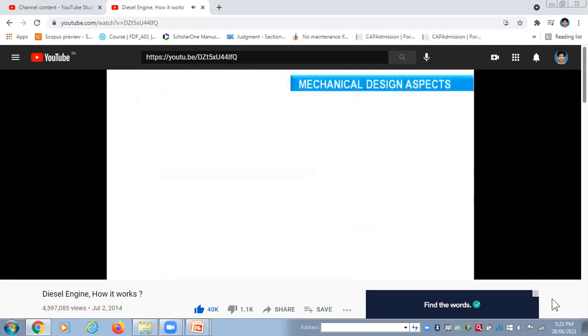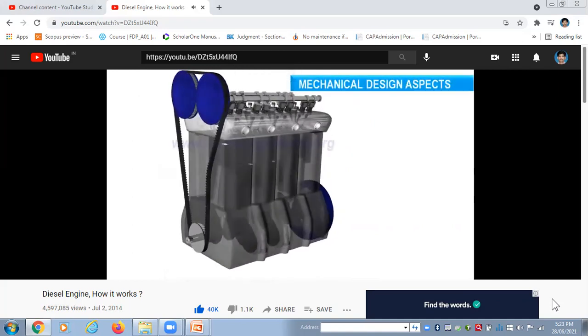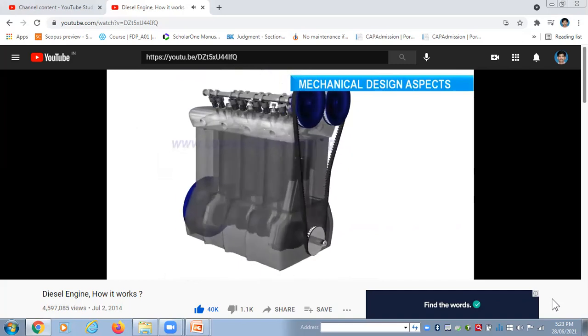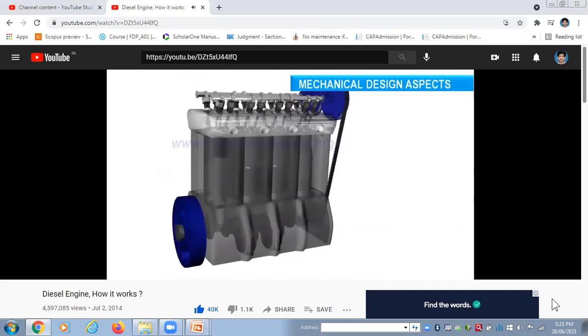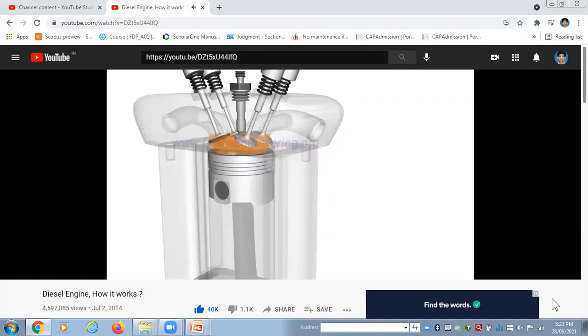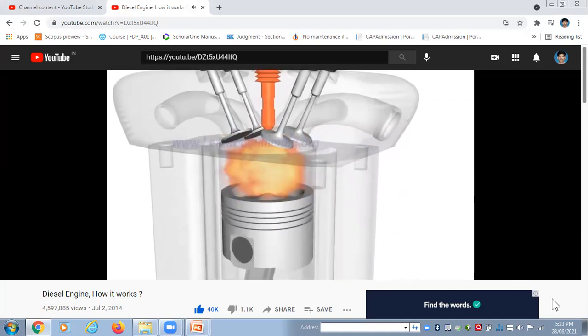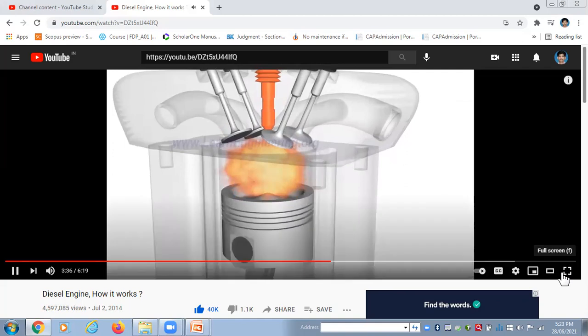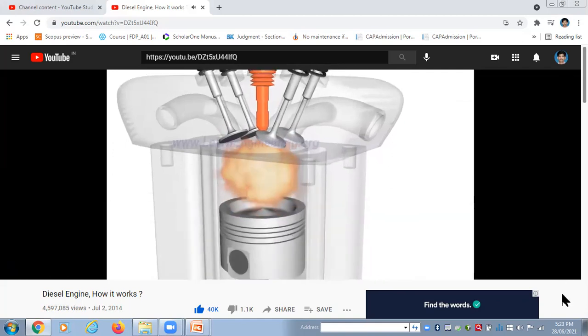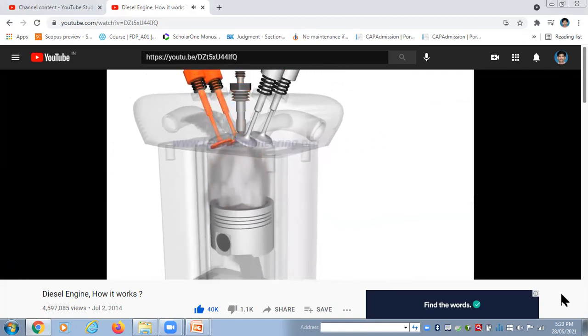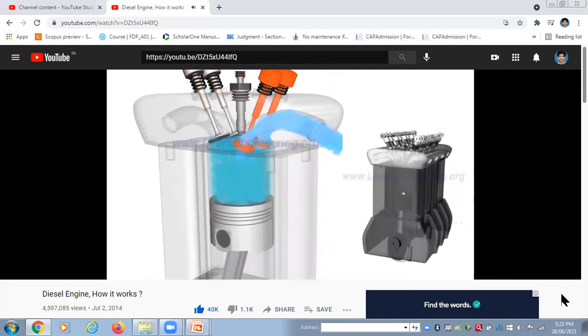The mechanical design of IC engines, particularly that of diesel engines, is a challenging and interesting task. Since the combustion process in diesel engines is never uniform and smooth, they are prone to more vibration and noise compared to petrol engines. Thus, diesel engines require a rugged structural design.